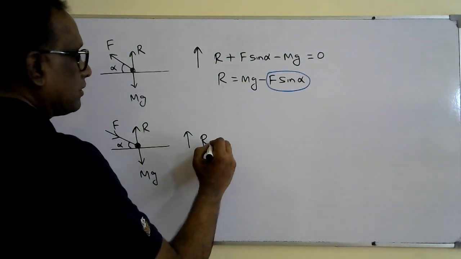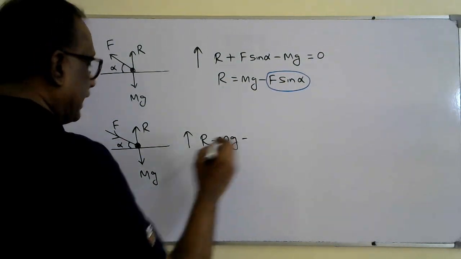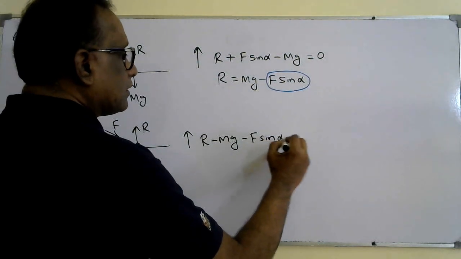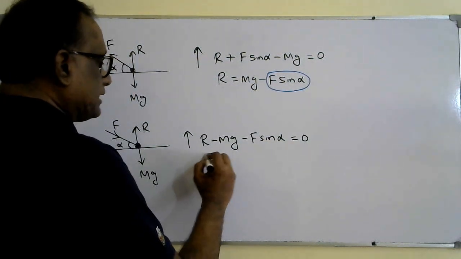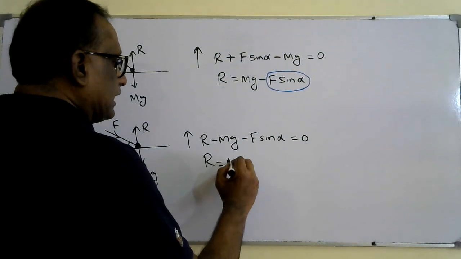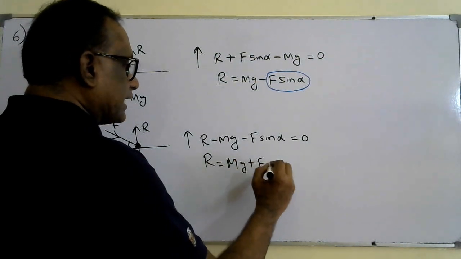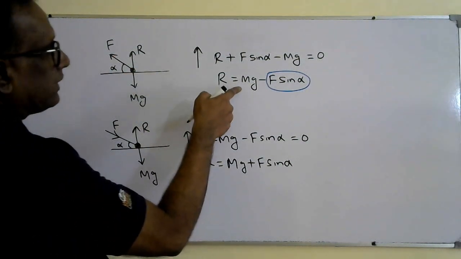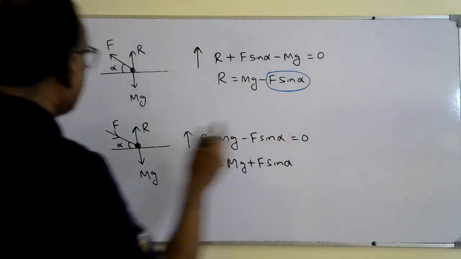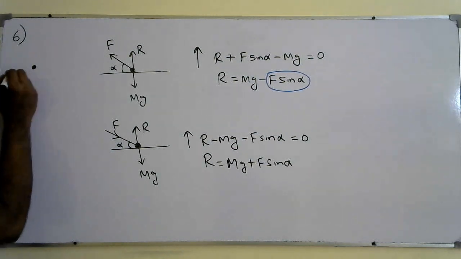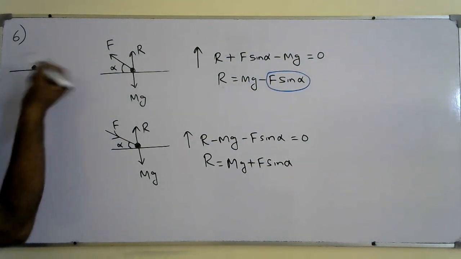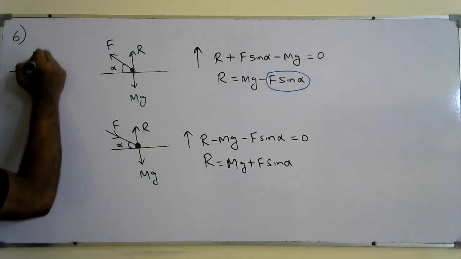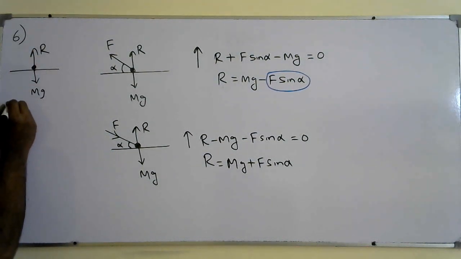So R minus mg minus, resolving it, minus F sine alpha equal to 0. So R is going to be mg plus F sine alpha. If you apply the force this way, R equals mg minus F sine alpha. If you keep the object just on the floor with no other forces acting on it, mg is the weight and the normal reaction is R. In that situation, R equals mg.